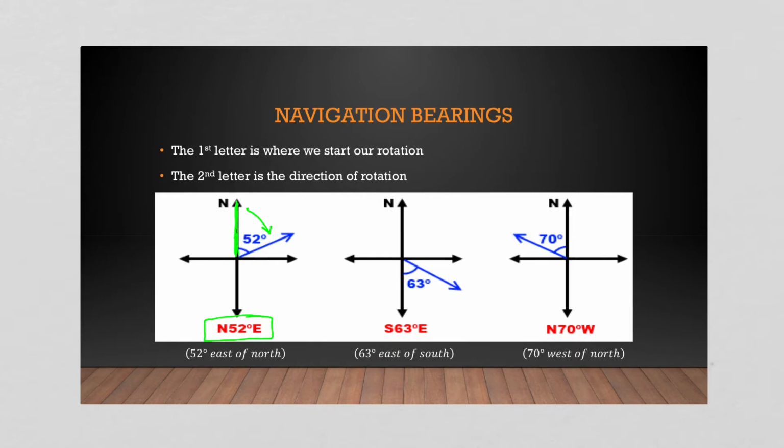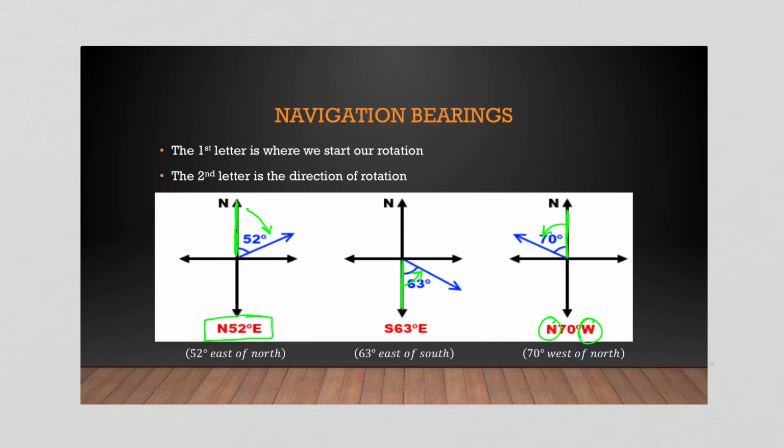This is 63 degrees east of south. So you were south and you rotated east. You were north in this case and you rotated west. So the second letter is the direction of rotation. The first letter is where you started on your compass. So that's often misrepresented. So careful there.